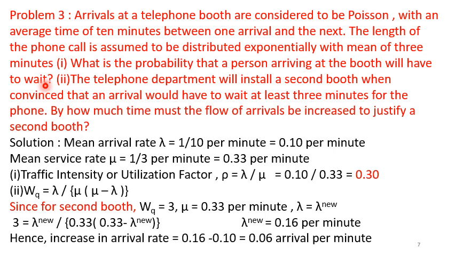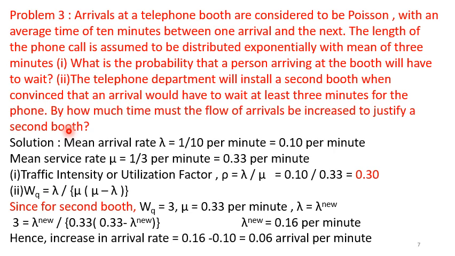The telephone department will install a second booth when convinced that an arrival would have to wait at least 3 minutes for the phone. By how much time must the flow of the arrivals be increased to justify the second booth?